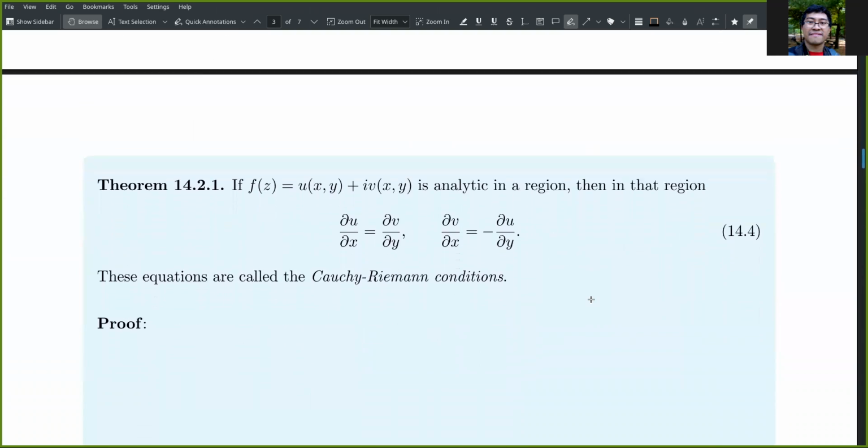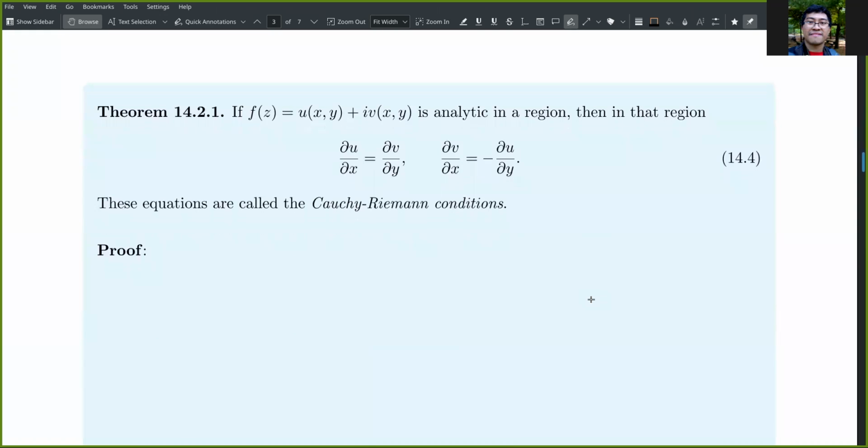Now let's consider this theorem. If you have f of z equals u plus iv, with u and v functions of x and y, analytic in a region, then in that region we get these relations. These are called the Cauchy-Riemann conditions, and this is what we will try to prove.